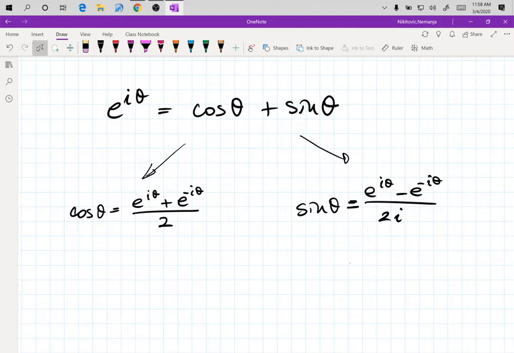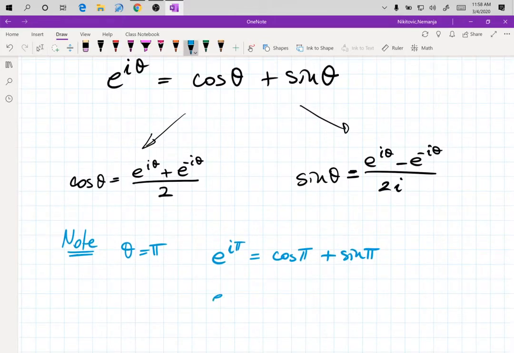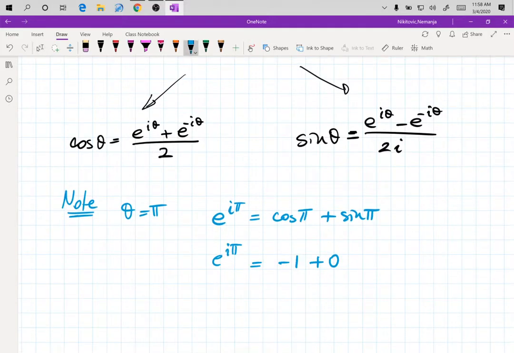Probably you also know about that very famous Euler equation where you have e to the i pi plus 1 equals 0, yeah, right? So that equation is just this equation computed at pi. So if you have seen that before, yep. Note, theta equals pi, e to the i pi is equal to cosine pi plus i sine pi. Well, e to the i pi is equal to cosine of pi, which is negative 1, plus 0. And this is where you get e to the i pi plus 1 equal to 0.